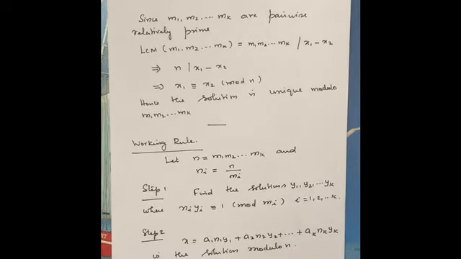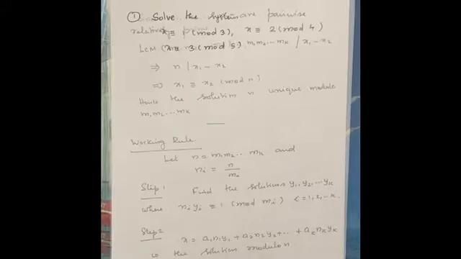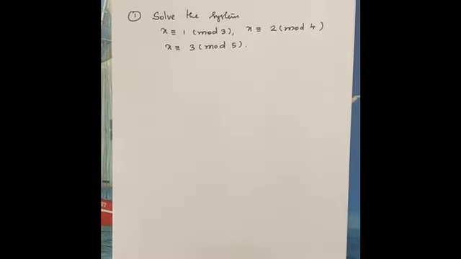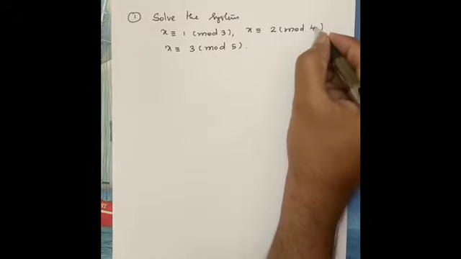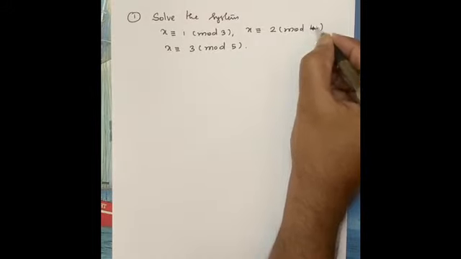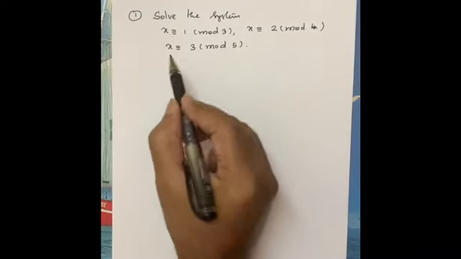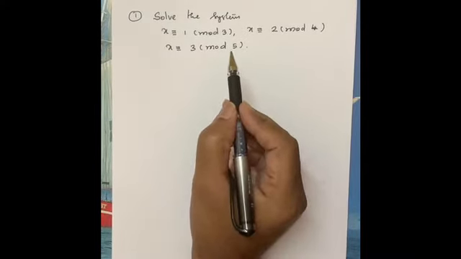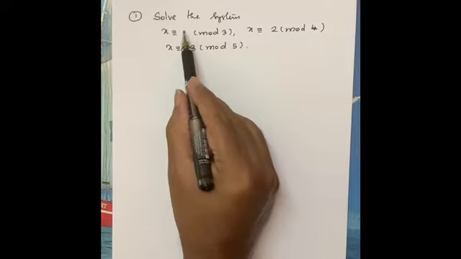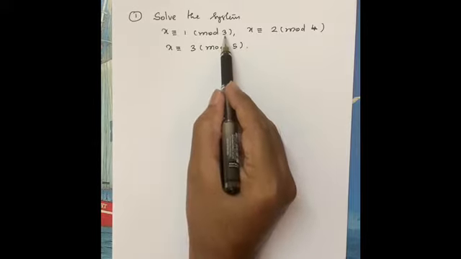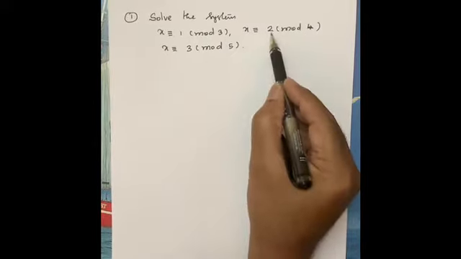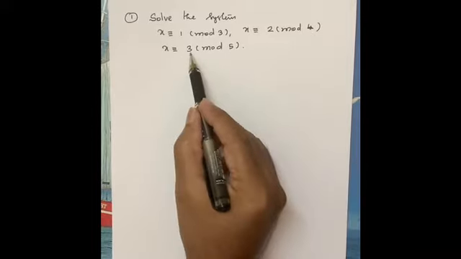So suppose we have any congruences, we have to remember this. Okay, now we consider this problem. Solve the system. x is congruent to 1 modulo 3, x congruent to 2 modulo 4, x congruent to 3 modulo 5. On the left hand side of the congruences you have to see everything is x. So your aim is to find the value of x. x congruent to 1: remainder is 1 when divided by 3. Here remainder is 2 when divided by 4, remainder is 3 when divided by 5.